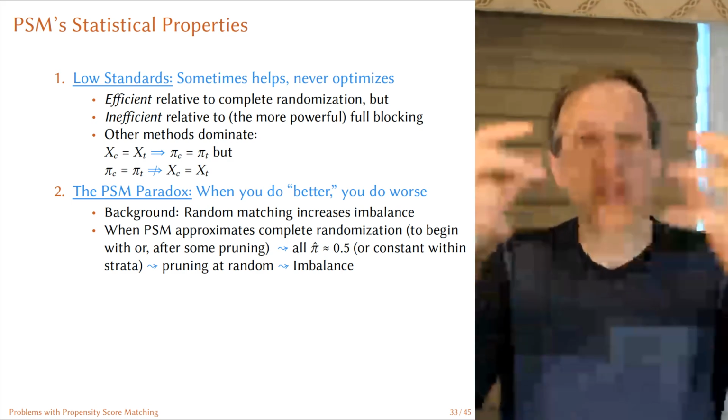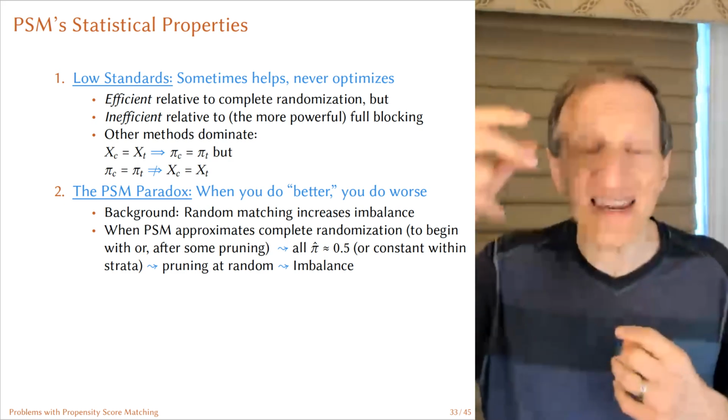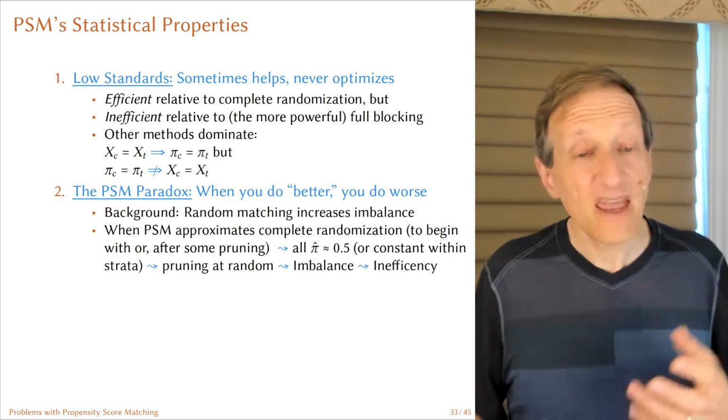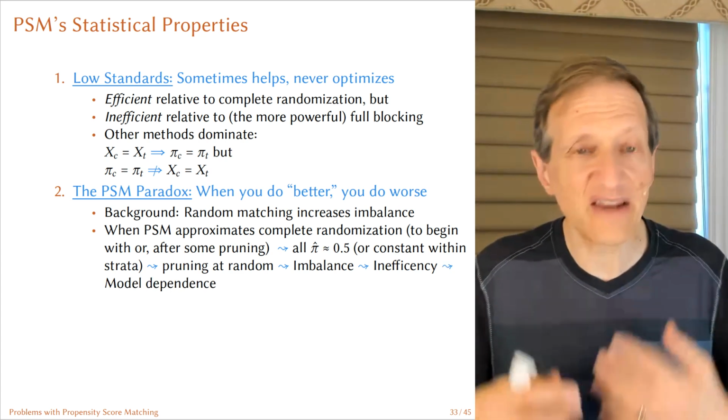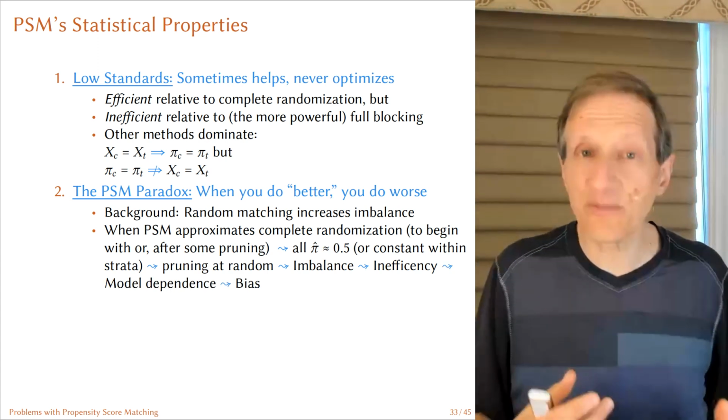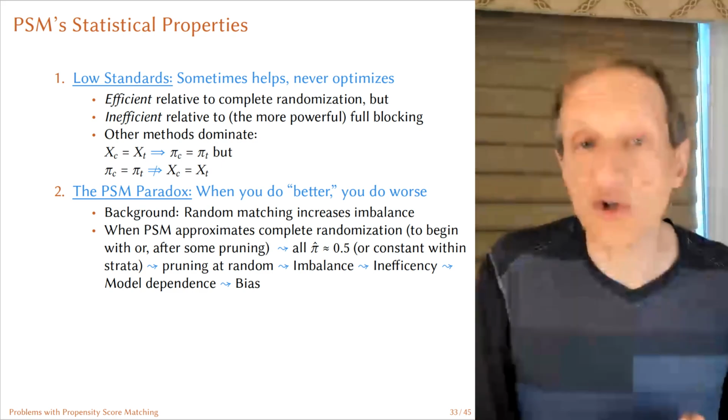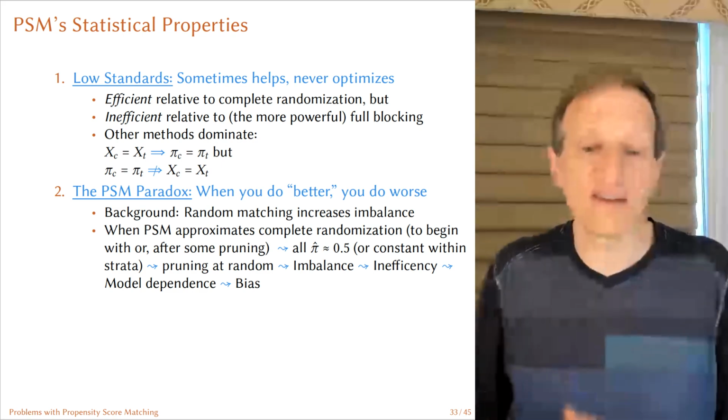So you have a procedure that is designed to reduce imbalance, and it increases imbalance. Of course, imbalance produces inefficiency. Inefficiency produces model dependence. Model dependence produces researcher discretion. Researcher discretion then generates bias.